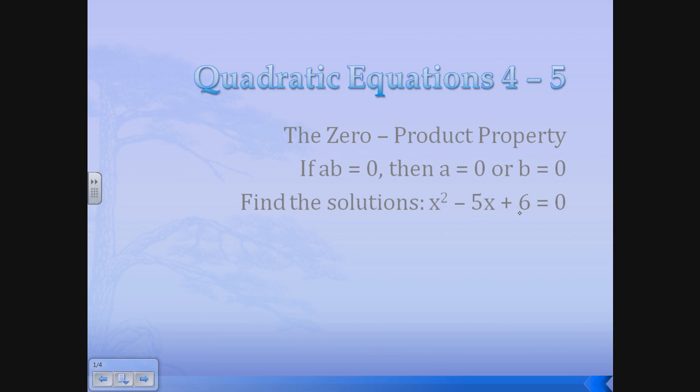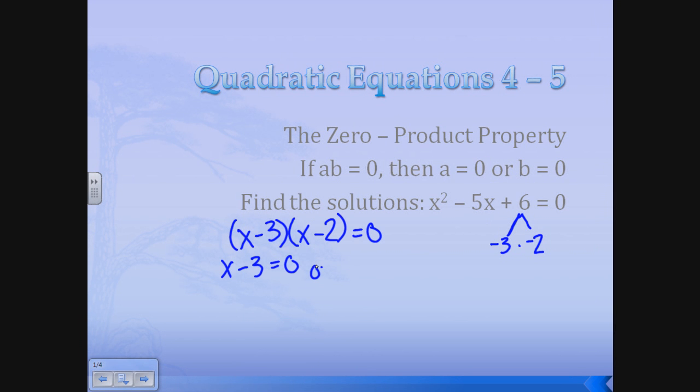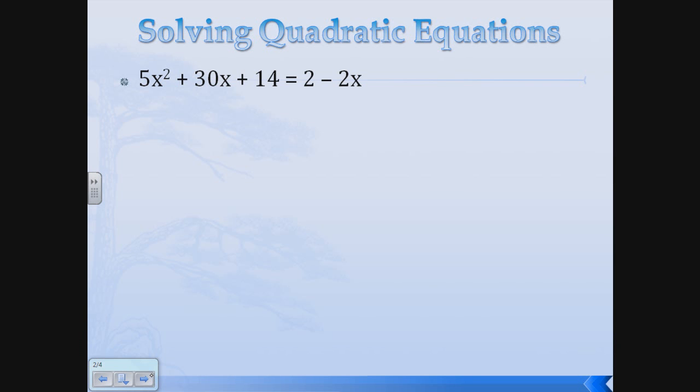by saying the factors of 6 that make -5 is -3 and -2, so that it factors as x minus 3, x minus 2 equals 0. Using the zero product property, we state that either x minus 3 equals 0 or x minus 2 equals 0. So that either x equals 3 or x equals 2. So let's look at a problem.